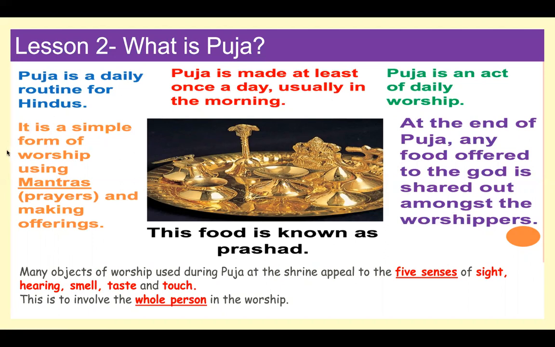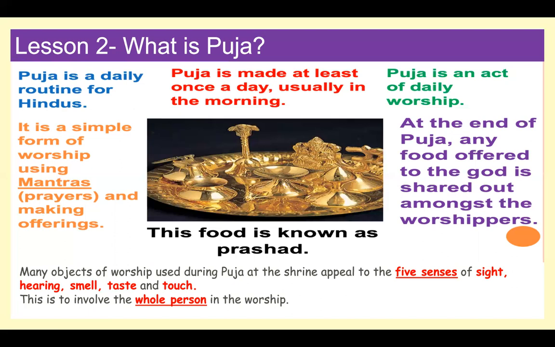And over here in the orange, it is a simple form of worship using mantras, which are a type of prayer, and they will make offerings as well. And over here in the purple, it says, at the end of puja, any food offered to the god is shared out amongst the worshippers, and the food is known as prasad. It's a special name for the food that's shared.